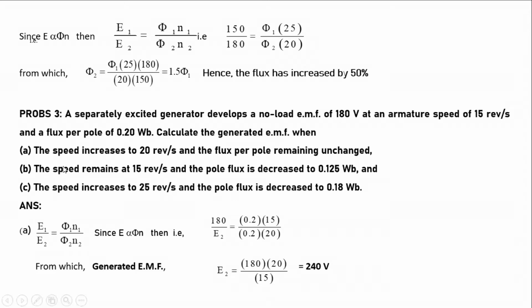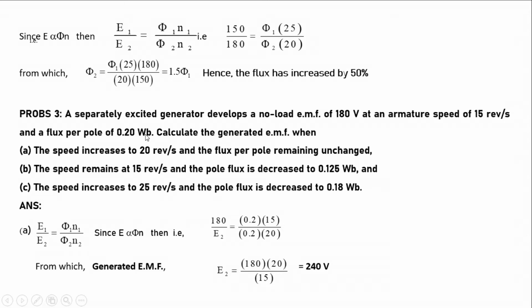In the first case, speed increases to 20 revolutions per second and flux per pole remains unchanged. We have our formula E1 by E2 is equal to phi 1 N1 divided by phi 2 N2. So that means E is directly proportional to phi into N, flux per pole and speed. So from this we will get this formula. If we substitute, E1 is initially generating 180 volts. What is our E2? That we need to find out, the generated EMF for this particular case A.